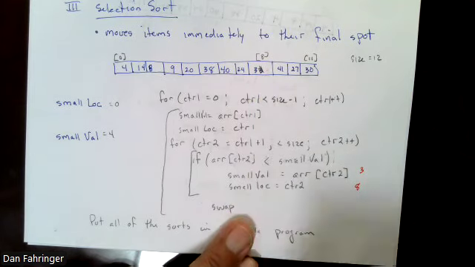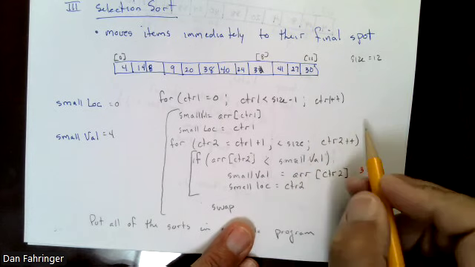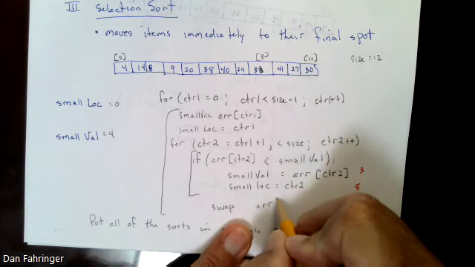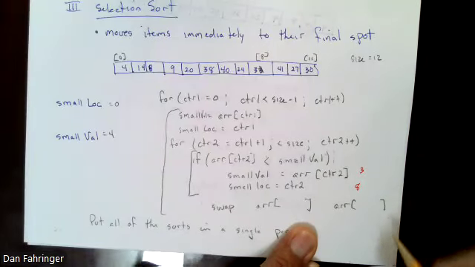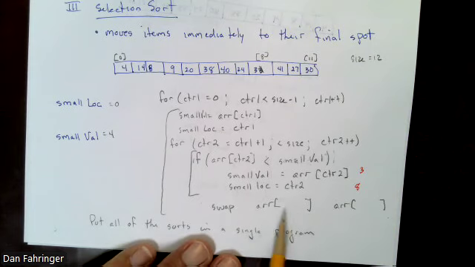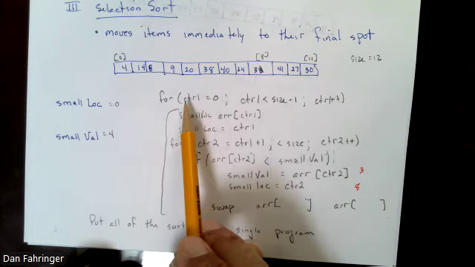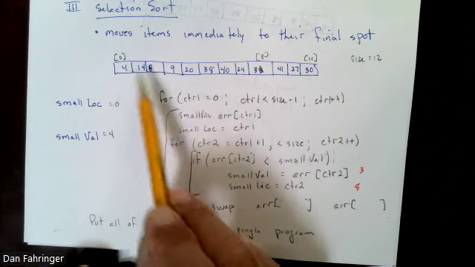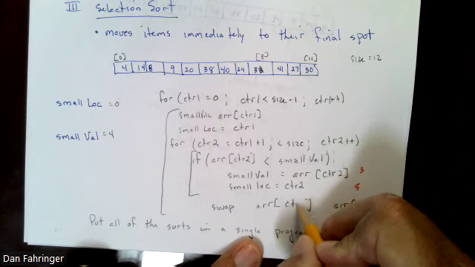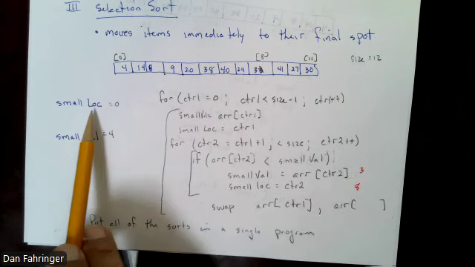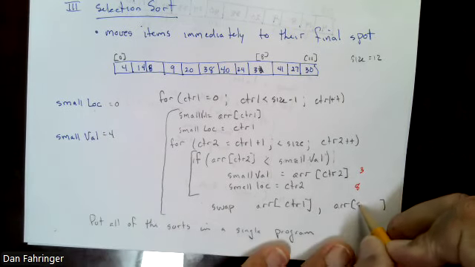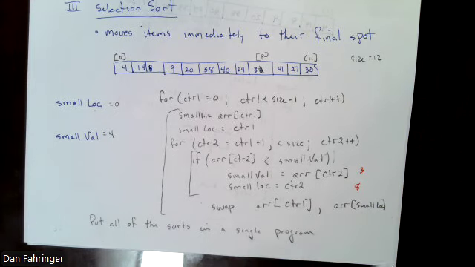So you're swapping the first control with the new small location, right? Array something with array something. We're swapping array sub counter 1 because that's where this is at. That's where this is always going to be. We're going to swap counter 1 with array sub small location.